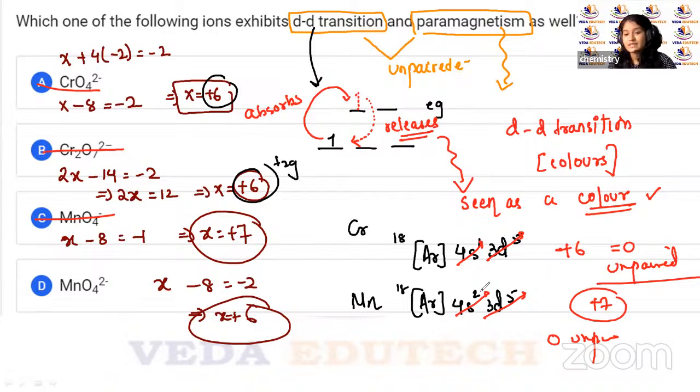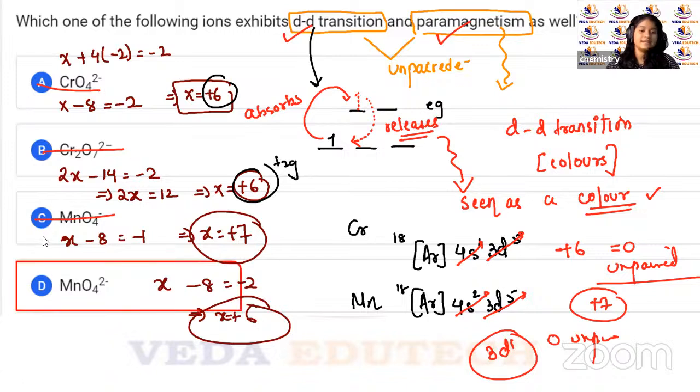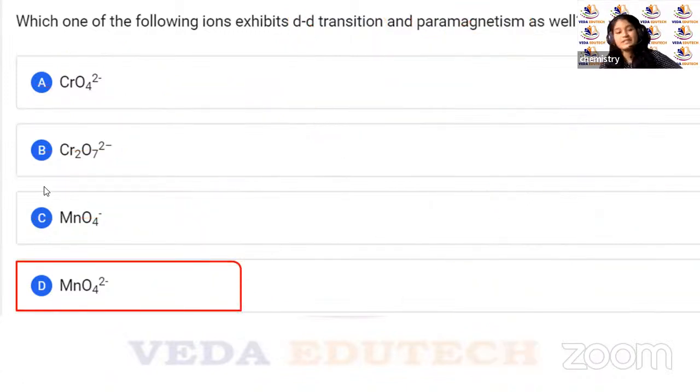But if you remove 6 electrons, so 2 from here and 4 from here, you are going to get 3d1 configuration. So when you get 3d1 configuration, children, you will see d-d transition and you are also going to see paramagnetism. So which one is going to be your correct answer, children? Your answer is going to be option D. Yes, your answer is going to be option D.